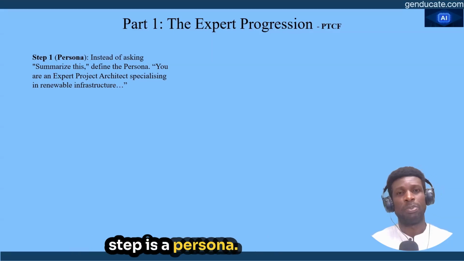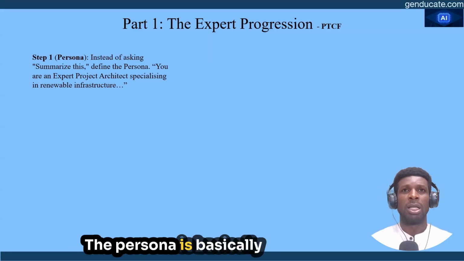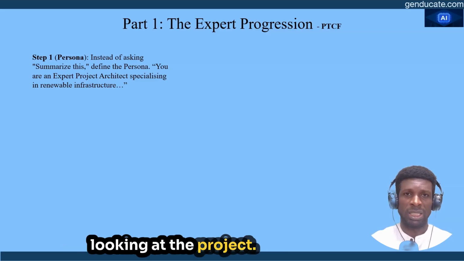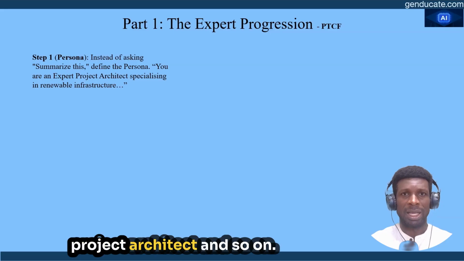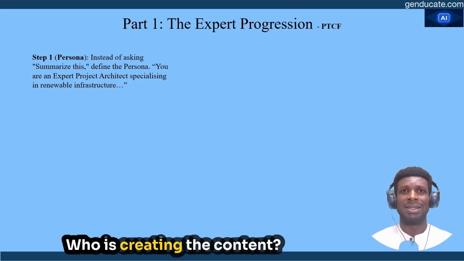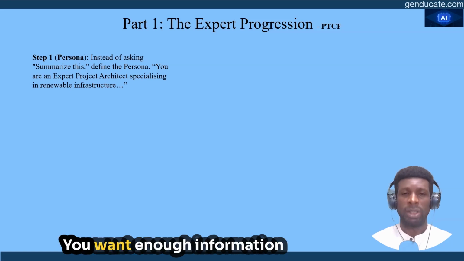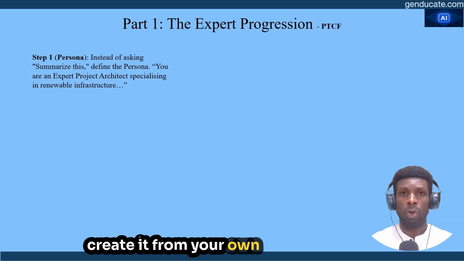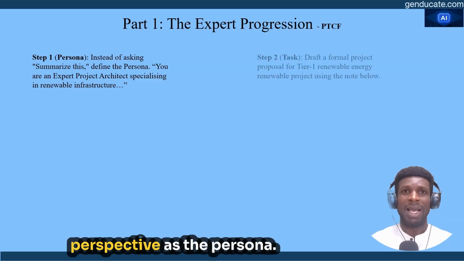For example, the first step is a persona. The persona is basically who is creating the content. On this occasion, we are looking at the project. That's why we have expert, project architect, and so on. So who are you? Who is creating the content? You want enough information to help generative AI create it from your own perspective as a persona.